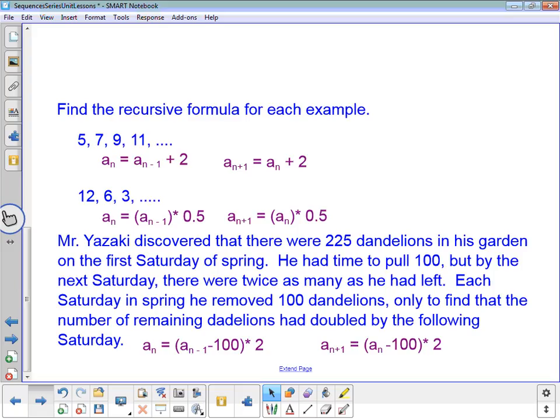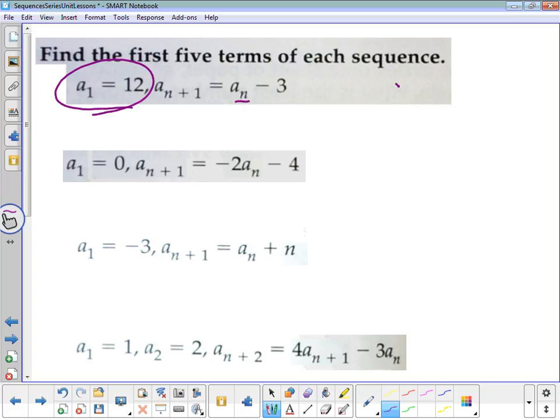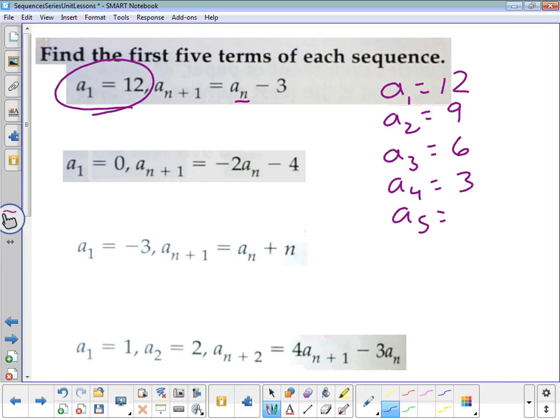The next thing would be, what if I give you a recursive formula and I want you to find the first 5 terms? Well, here it tells me I have the first term, A1 is 12. Now it tells me to find my next term, I take my current term and subtract 3. So if A1 is 12, A2 would have to be 12 minus 3, which would be 9. A3 would be 9 minus 3, which would be 6. A4, subtract 3 again. A5, subtract 3 again. I could continue this on forever. As I said, take whatever my last term was and subtract 3.